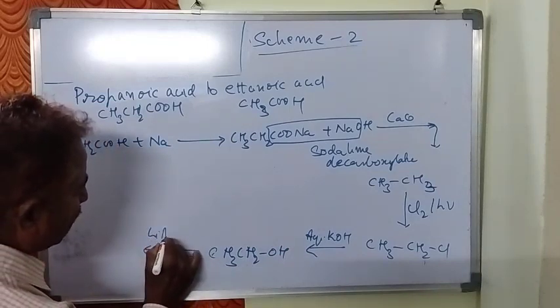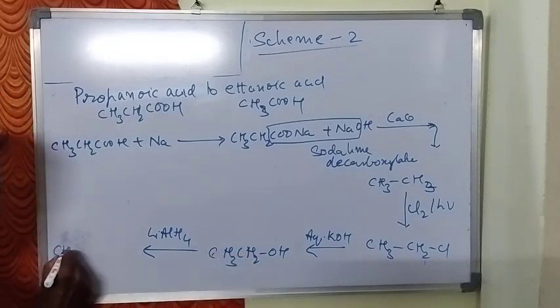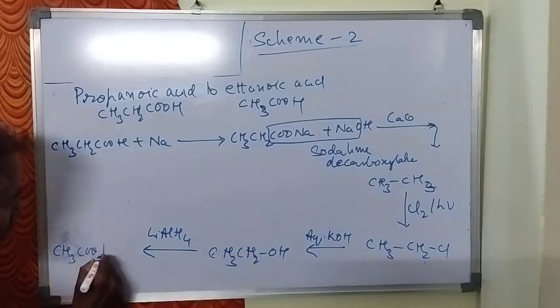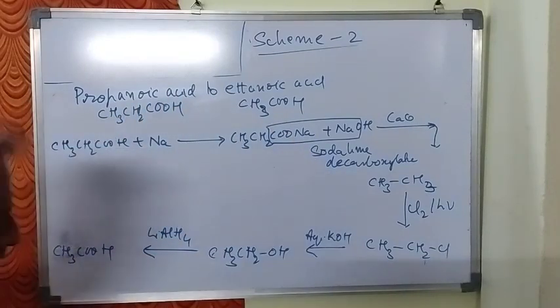Now, this alcohol is oxidized to acid. If we use a strong oxidizing agent directly, what happens? Alcohol oxidizes to COOH, acetic acid. So, alcohol oxidizes to acetic acid. So, this is a typical example of a conversion of propanoic acid to ethanoic acid, where there is one carbon less in the product compound.